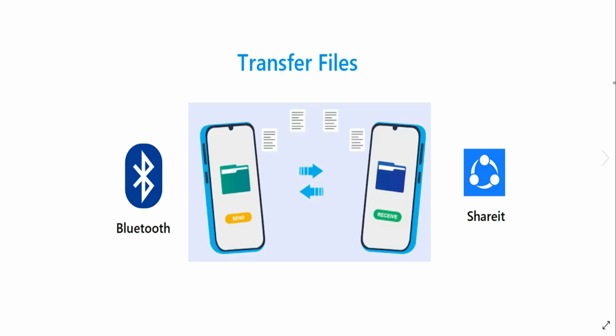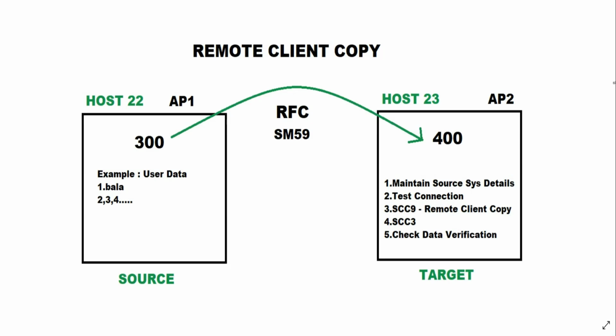In the same way, for copying the data from one system to another system, this is one system and this is another system. These two systems are hosted in different places. You can take an example like this system is hosted in host 22 and this system is hosted in host 23. This system's SID is AP1 and this system's SID is AP2. This system has client 300 and this system has client 400.